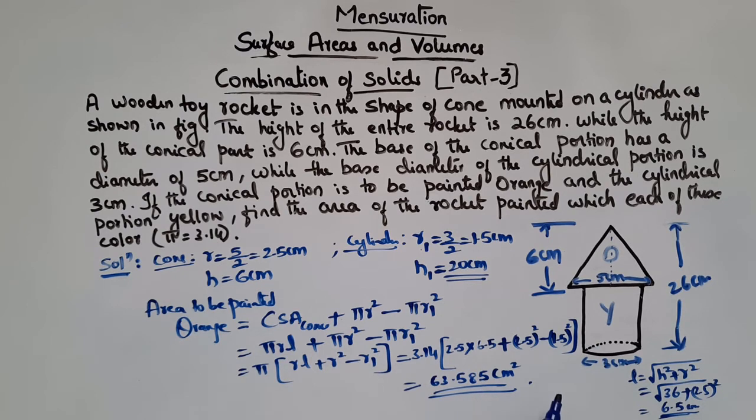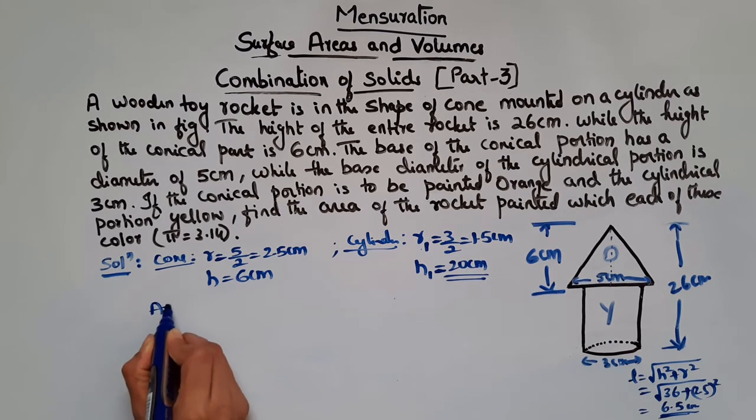Now let's find area to be painted yellow. So let me erase this part. So now let's see area to be painted yellow.